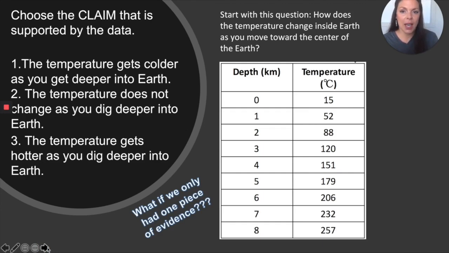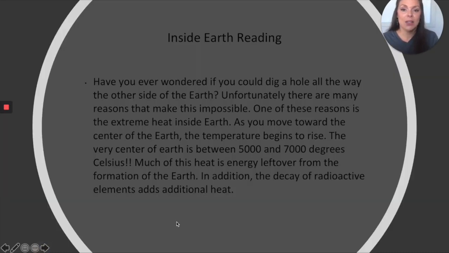What if we only had this one piece of evidence? Would this be a strong scientific argument? What could we do to make it even stronger? We could add more evidence. What if we could find some information that someone had written because they had data and evidence that they could point us to create their own scientific argument? So here we can read this little short piece of text, and they're going to give us more information that we can use to support our argument. Go ahead and pause the video now, read the text, and then we'll come back together.